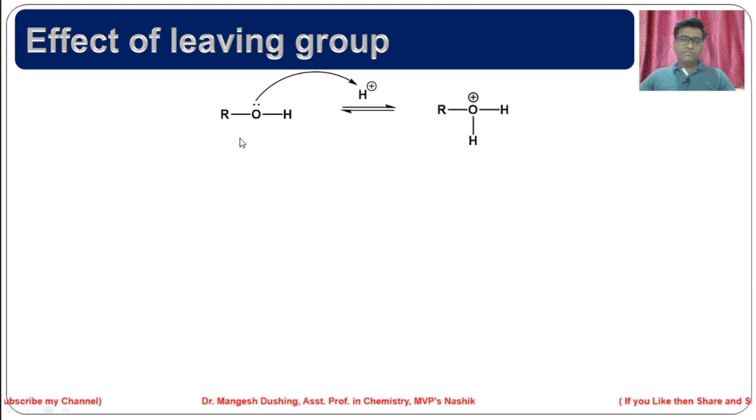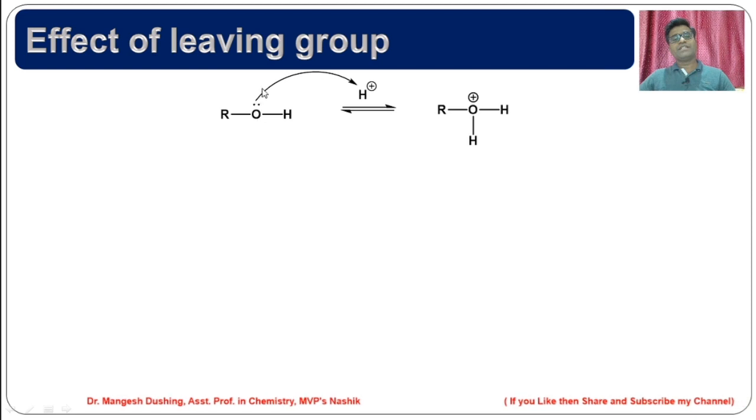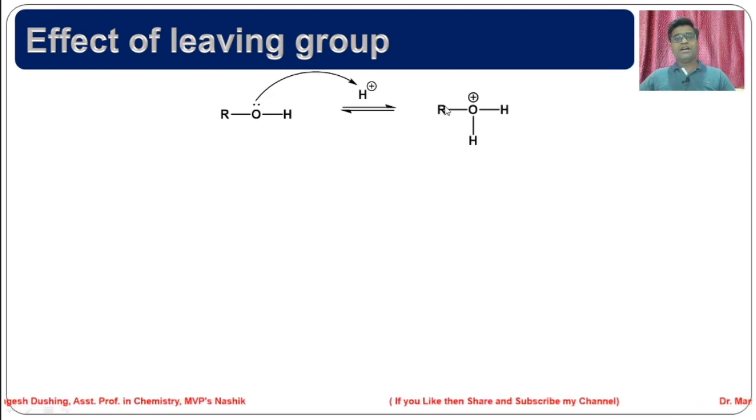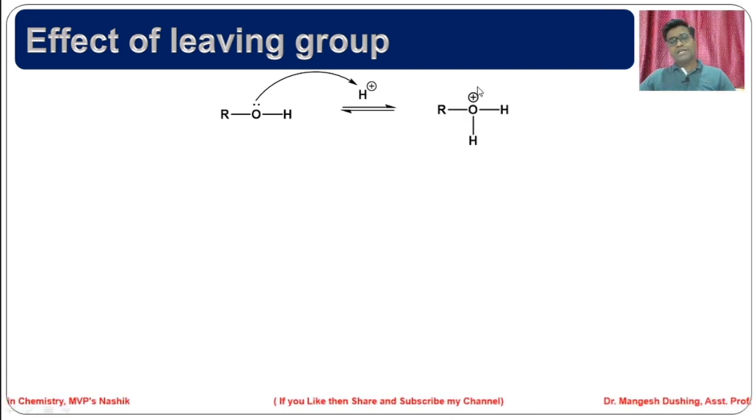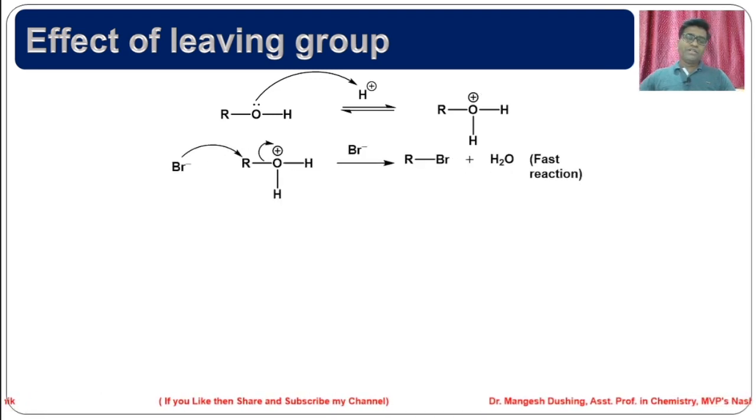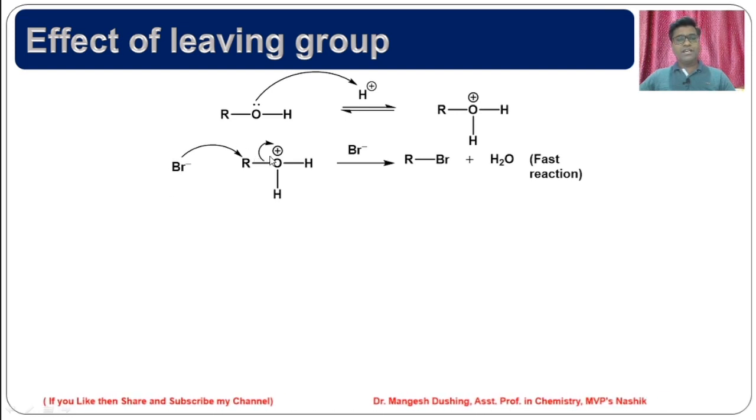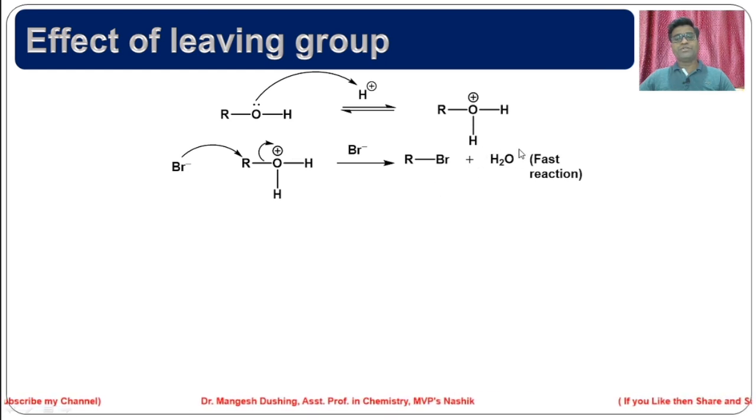So first, what will happen? The O of ROH, oxygen, gets protonated in the presence of acid, and we will get this oxonium ion. Now this oxonium ion is a very good leaving group. Our nucleophile attacks the carbon, and H2O leaves because it is a good leaving group, a neutral molecule. So the reaction will be faster.